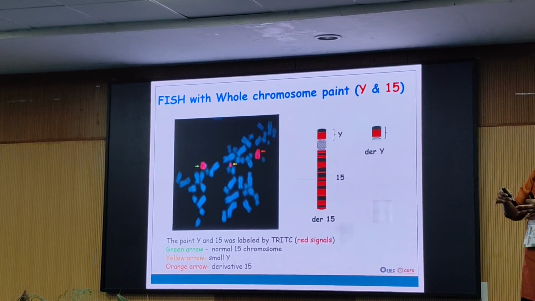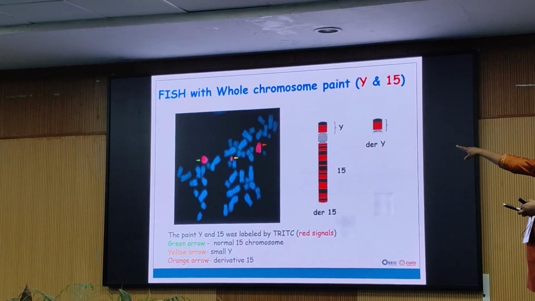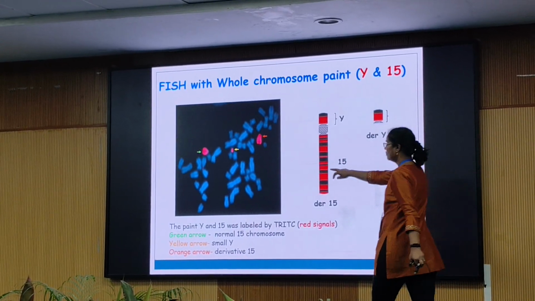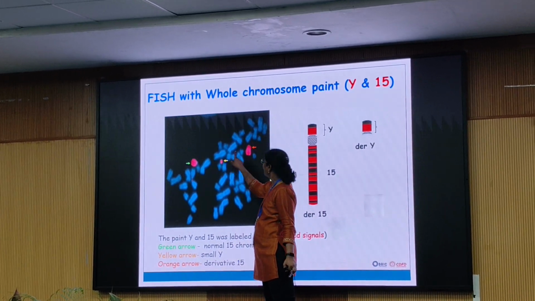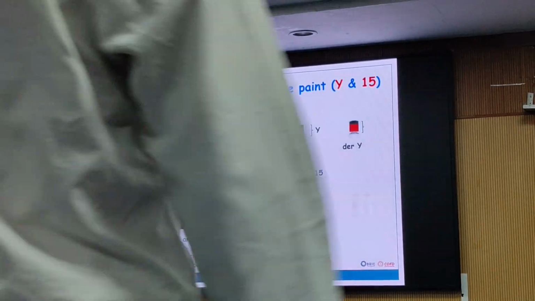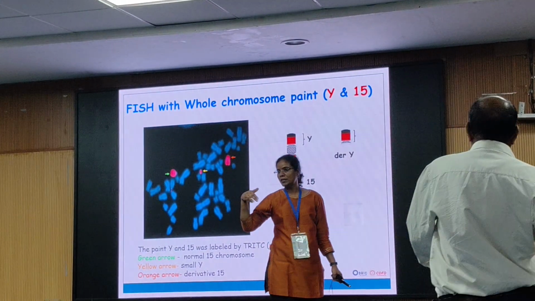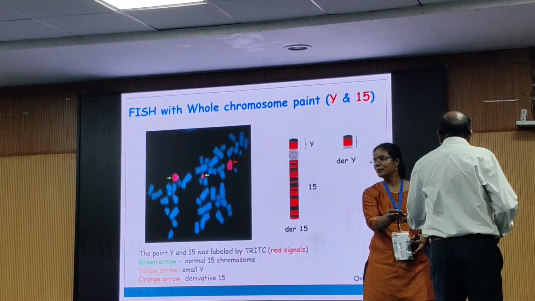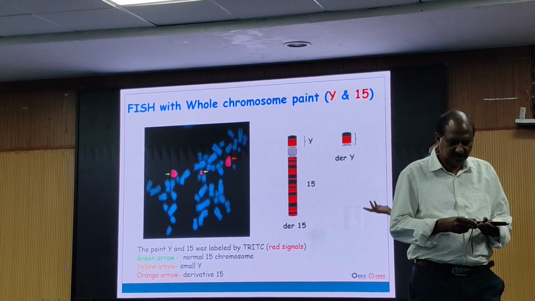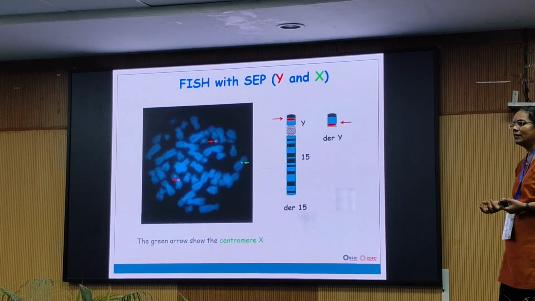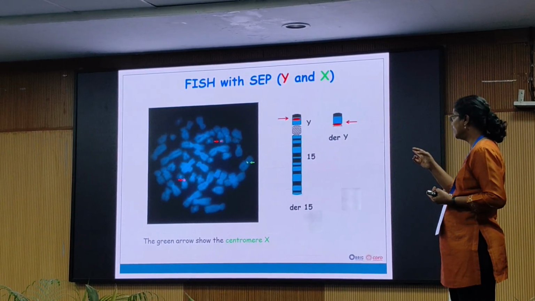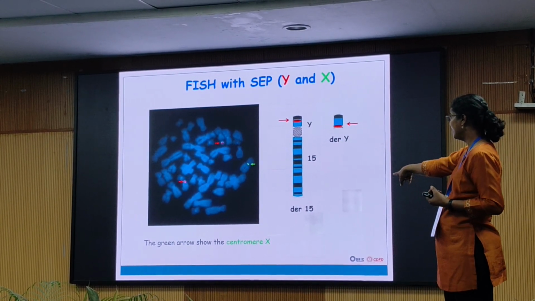So this is a normal 15 and this is Y, and here this is a derivative. So two things: it could be a duplication of 15, or it could be a Y chromosome also sitting on that. Then to support that, we have taken a centromere probe and we have done the centromere Y, X and Y.